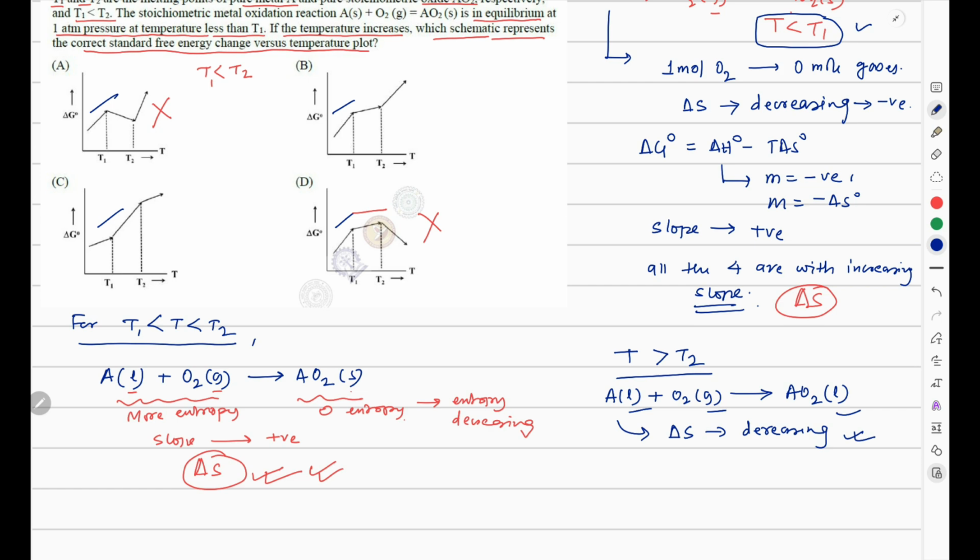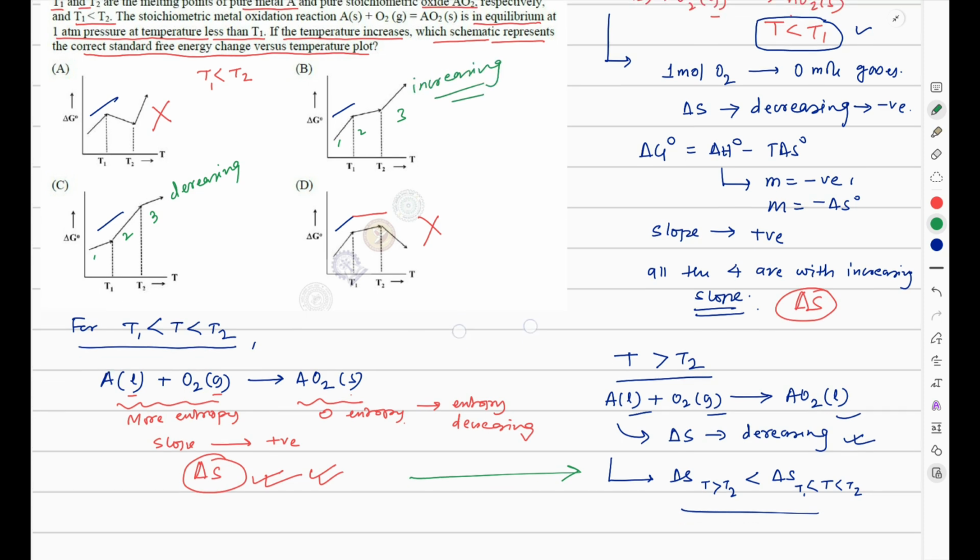Similar to the first case, the slope value will be less as compared to the second case. So overall, the change in entropy for temperature greater than T2 is less than the change in entropy for temperature between T1 and T2. So the slope is decreasing from the second case to the third case. From the first to the second case the slope is increasing, and from the second to the third it is decreasing. Option C is correct for this question.